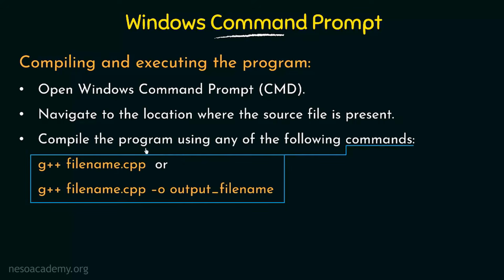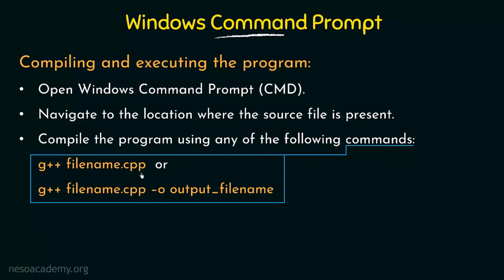And then we have to compile the program using any of the following commands. There are two commands given here. Using this, we have to compile our program. The first command is g++ filename.cpp. So you have to write g++ and the name of the file .cpp. The name of the file that we created was test.cpp. Let us first do this and then we will come back to the next one.